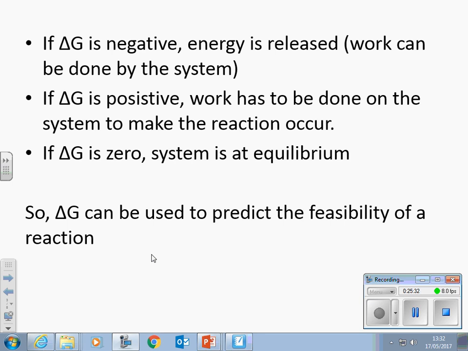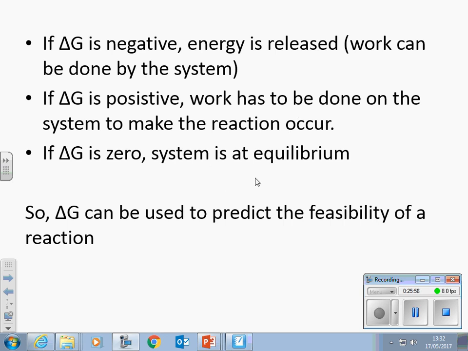That takes us back to the idea of enthalpy, doesn't it? The endothermic, exothermic, all that. Well, I don't want to go back to that learning outcome and confuse matters. If delta G is positive, work has to be done on the system to make the reaction occur. Well, that top one would probably be then your exo. The second one would be endothermic.